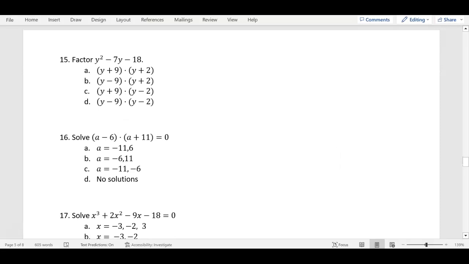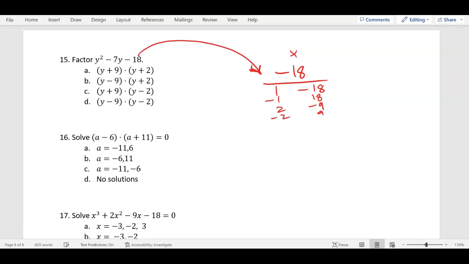Number 15, let's factor this thing. Same thing. It's going to multiply to make -18. What multiplies to make -18? 1 times -18. And then switch the signs. -1 times 18. 2 times -9. -2 times 9. 3 times -6. -3 times 6. 4, 5, 6. That's it. So which one of these add up to make the middle term, -7?